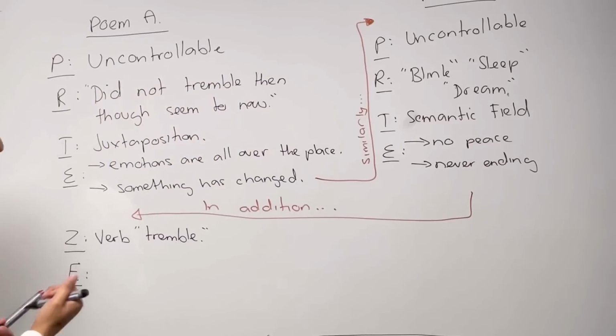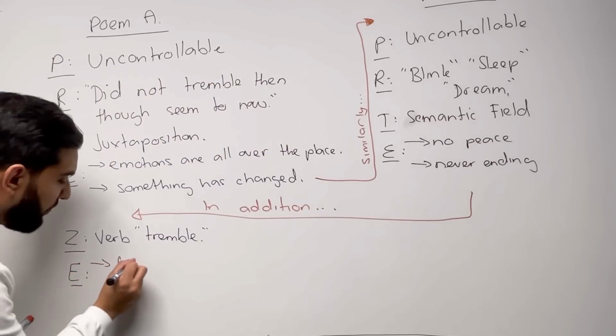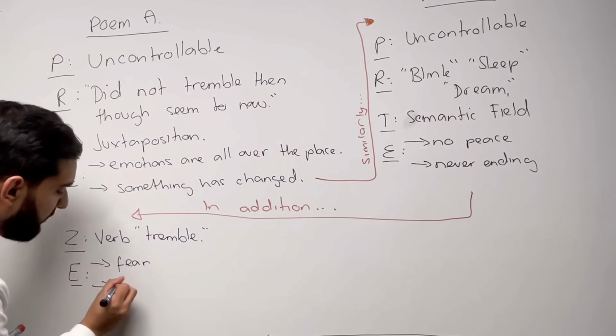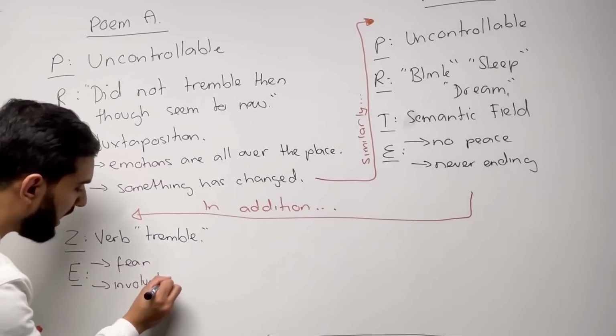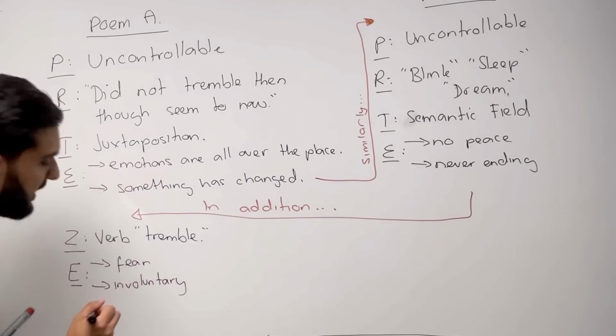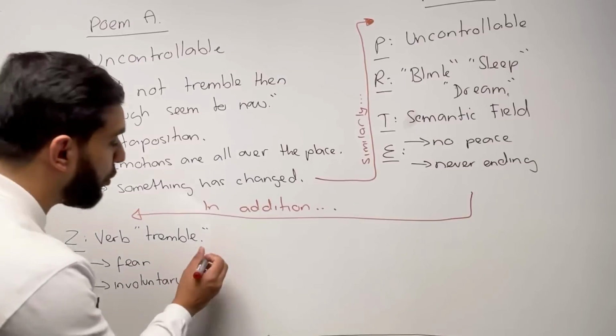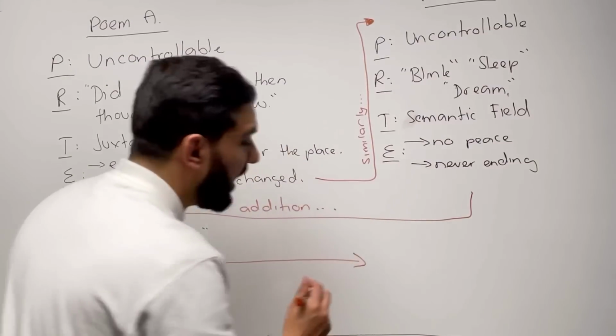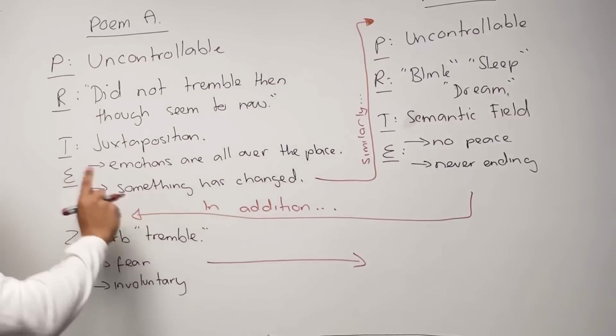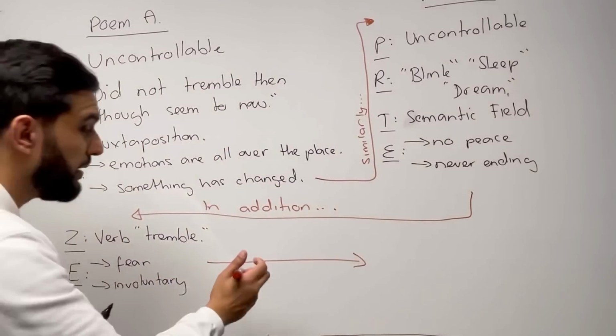Now, guys, for the sake of the board, I'll just write two things. It shows fear, and the fact that it's involuntary links back to the idea of it being uncontrollable. Done. Then I move on and I go back. Remember, guys, I told you we have two bounces. Bounce one, it was that way. Bounce two is now taking place.